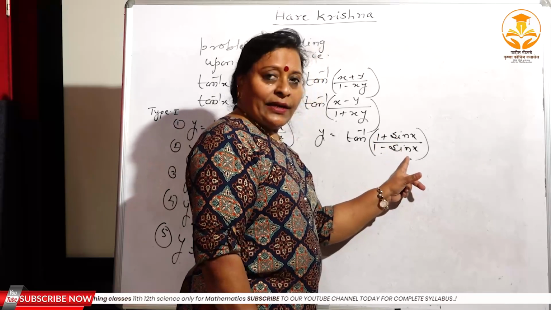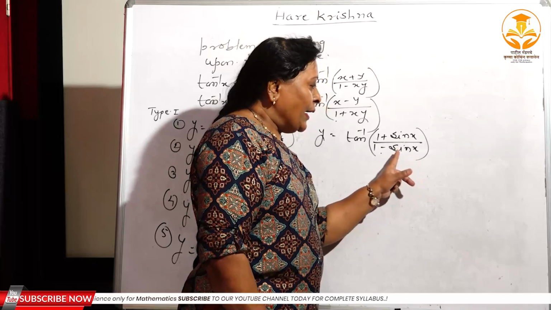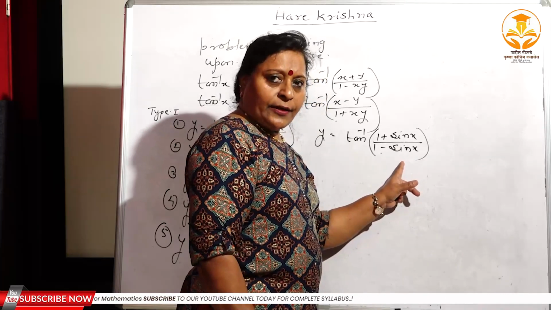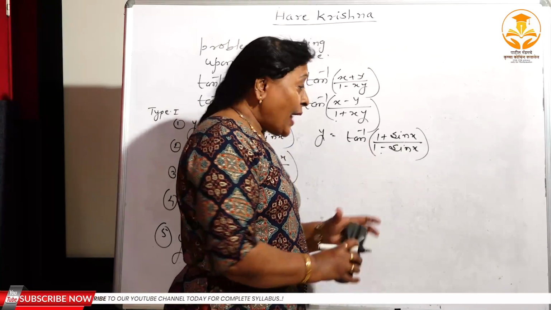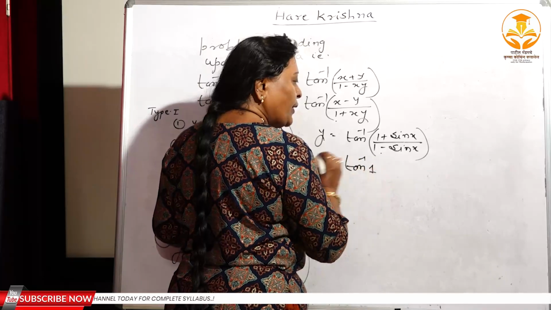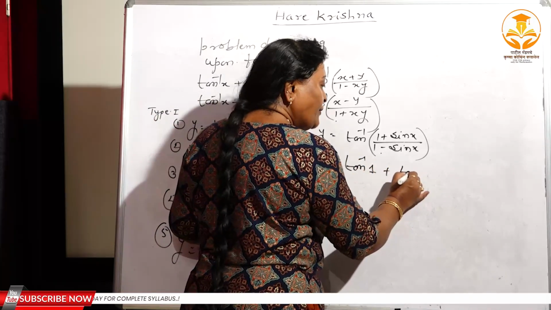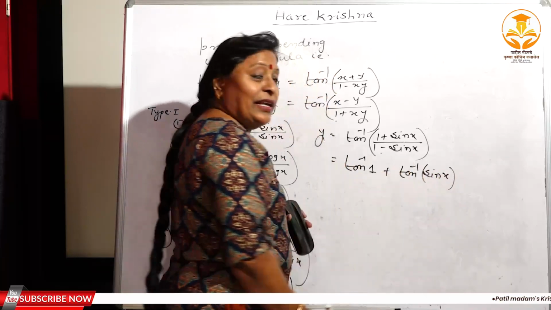That sin x is here. Whatever the term added, we want its multiplication in the denominator. Here we need 1 into sin x, and that is here. Therefore, directly you can write this as tan inverse of 1 plus tan inverse of sin x. Right? Now you can easily differentiate.